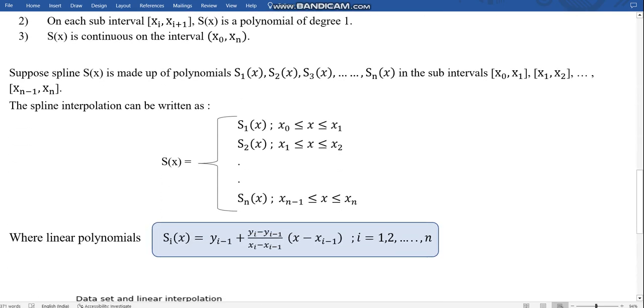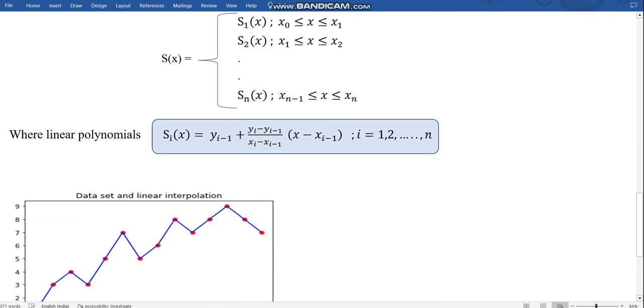So how to find the linear polynomials? Here we have a formula. Si(x) is equal to y(i minus 1) plus the slope of the two points multiplied by (x minus x(i minus 1)). You can calculate all the splines starting from 1 up till n.